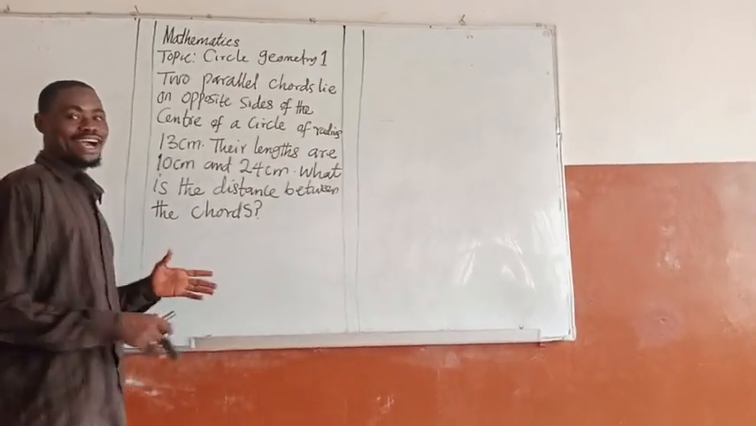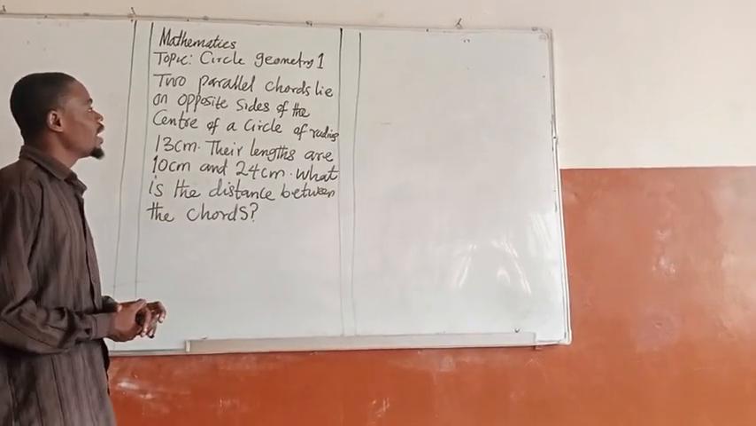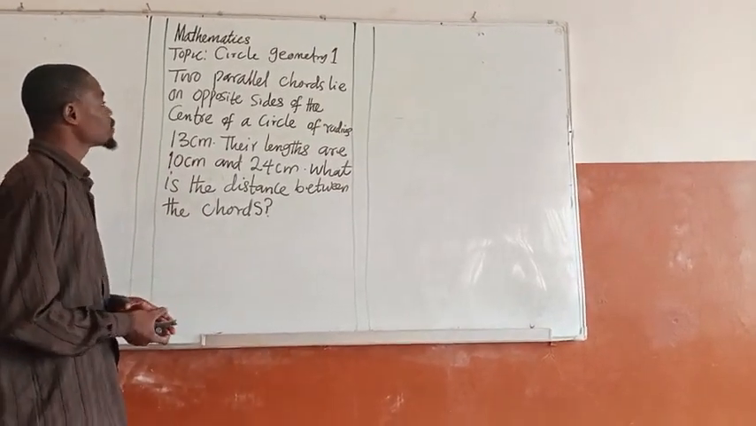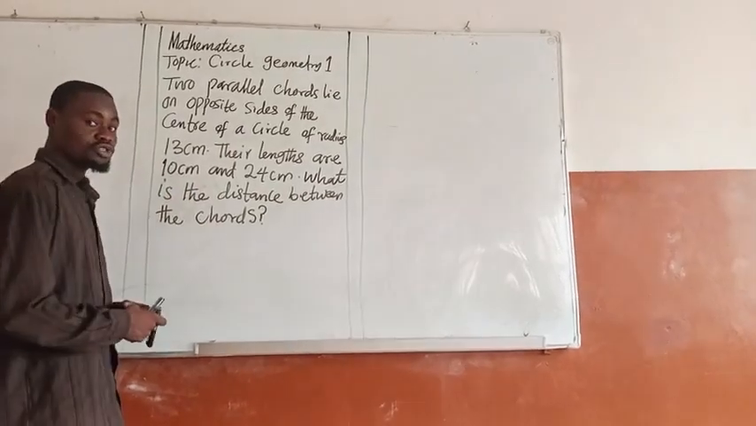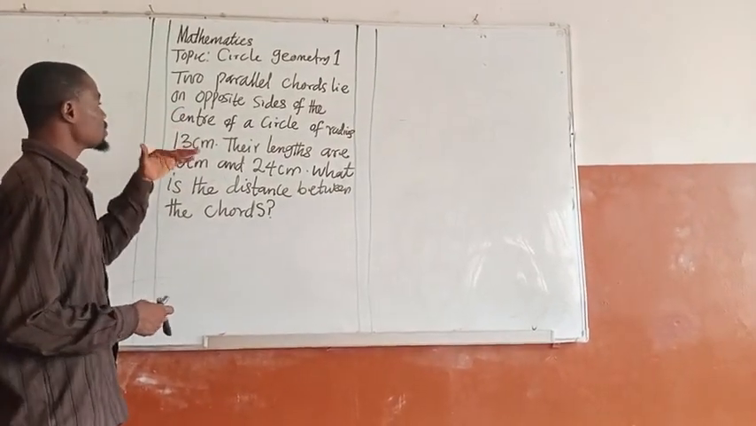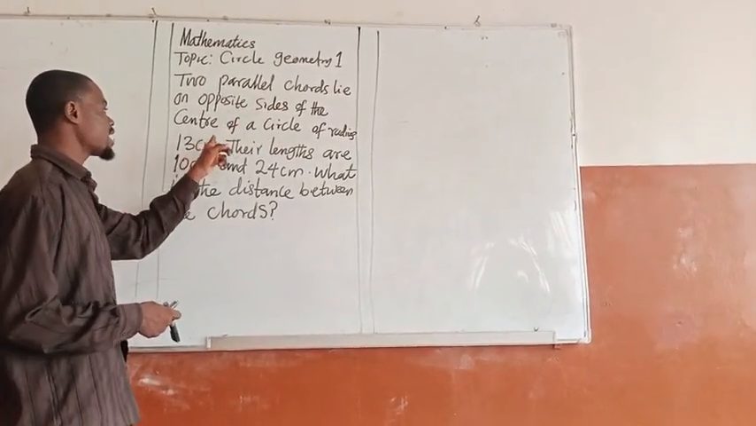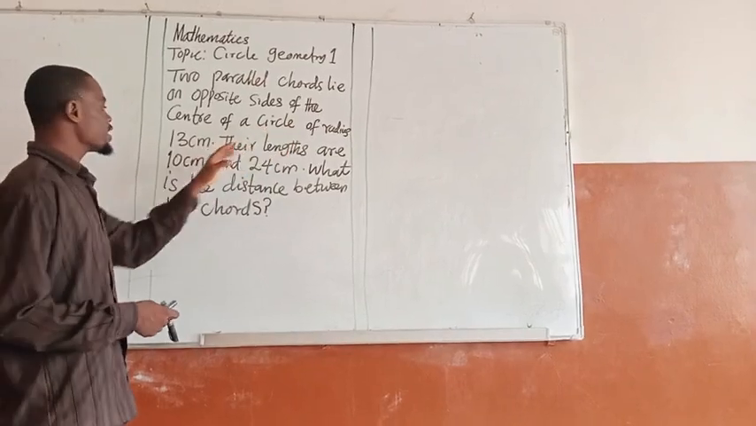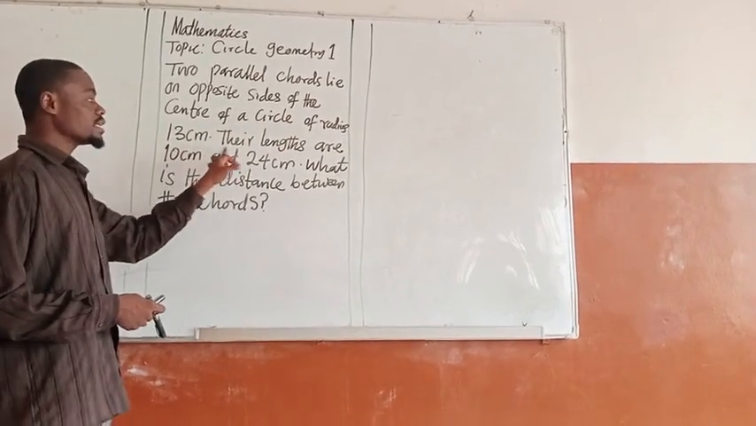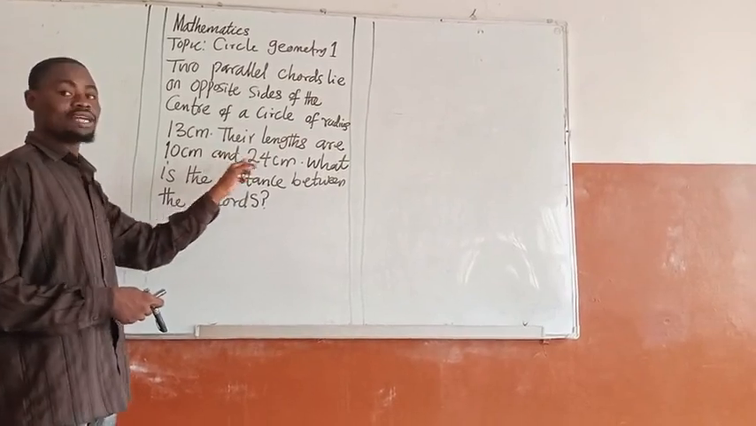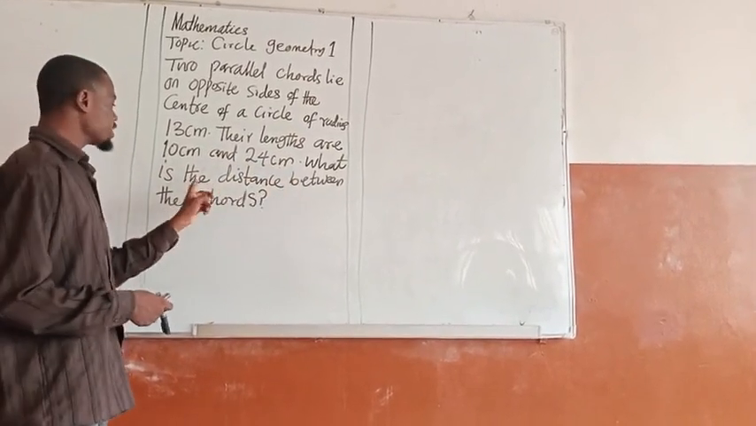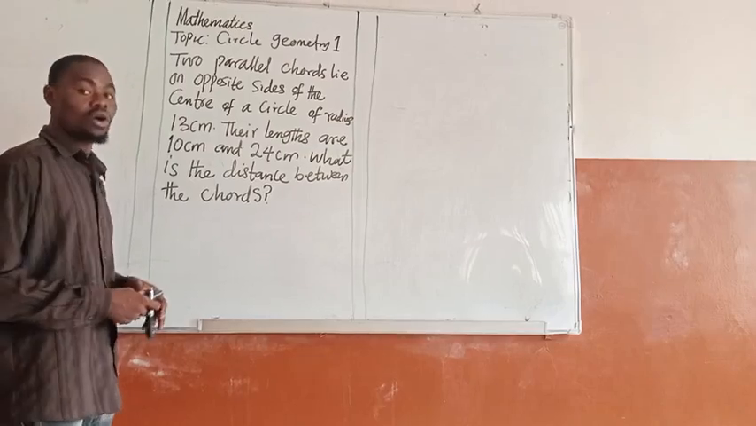Today we are going to solve this question for this video. As you can see, this is a circle geometry one. The question says that two parallel chords lie on opposite sides of the center of a circle of radius 30 cm. Their lengths are 10 cm and 24 cm. What is the distance between the chords?